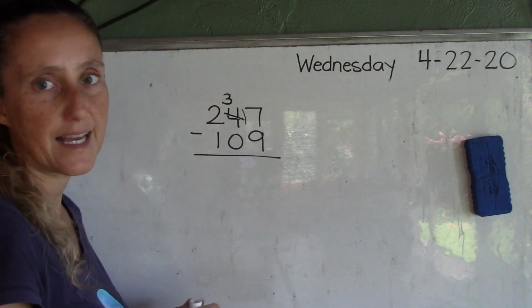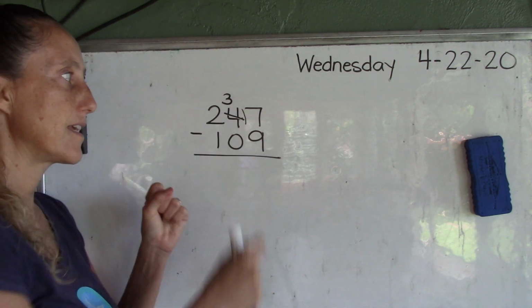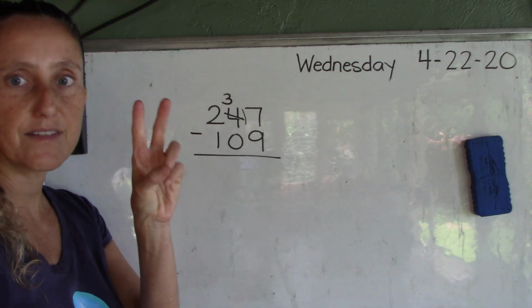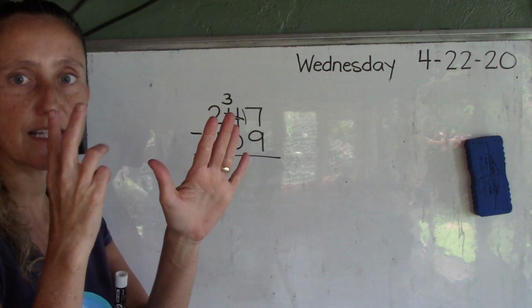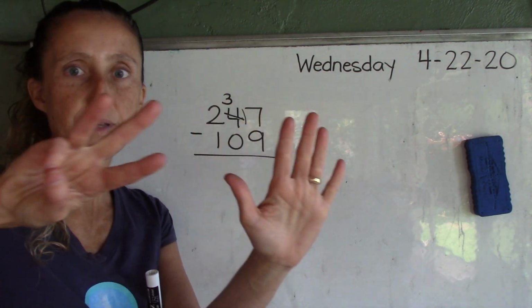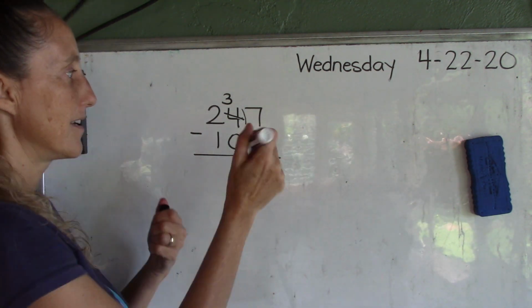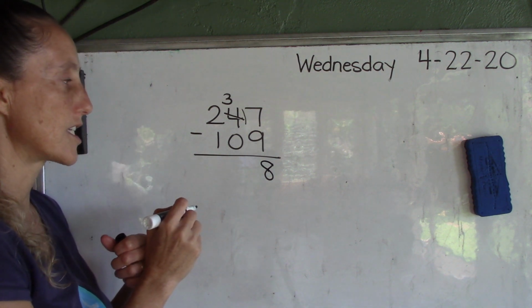17 take away 9. Well, you can do that by starting at 9 and counting up to 17. That's what I like to do. 9, 10, 11, 12, 13, 14, 15, 16, 17. How many fingers do I have now? 8. Right. And you know that 8 plus 9 is 17. That's how you can check it.